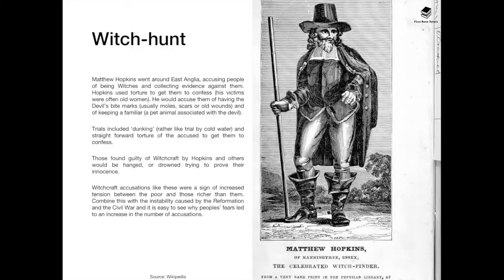Trials included dunking and straightforward torture of the accused to get them to confess. Those found guilty of witchcraft by Hopkins and others would be hanged or drowned trying to prove their innocence. Witchcraft accusations like these were a sign of increased tension between the poor and those richer than them. Combine this with the instability caused by the Reformation and the Civil War, and it is easy to see why people's fears led to an increase in the number of accusations.